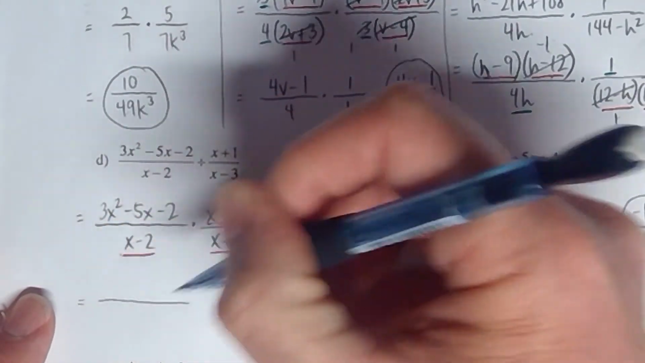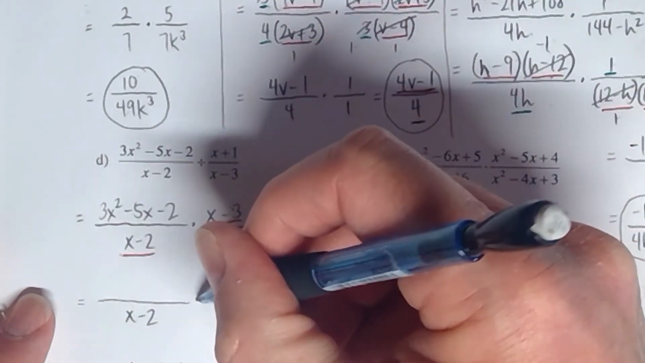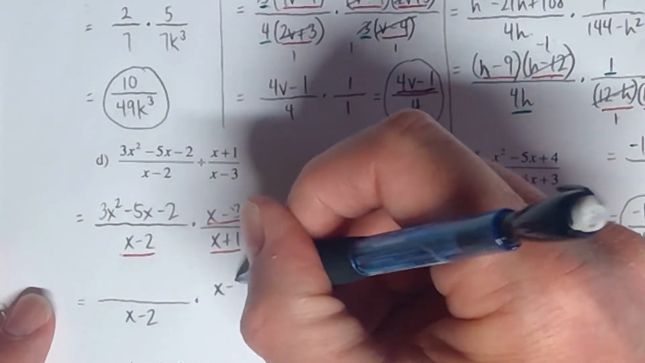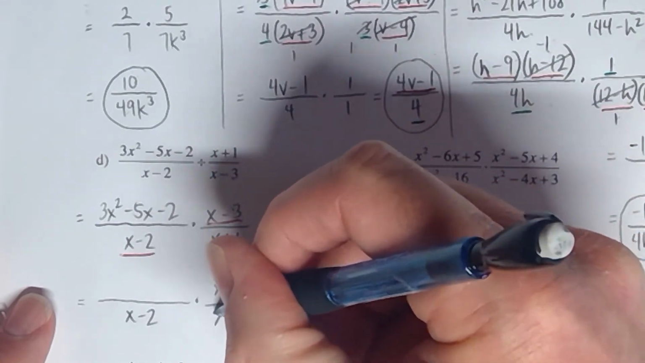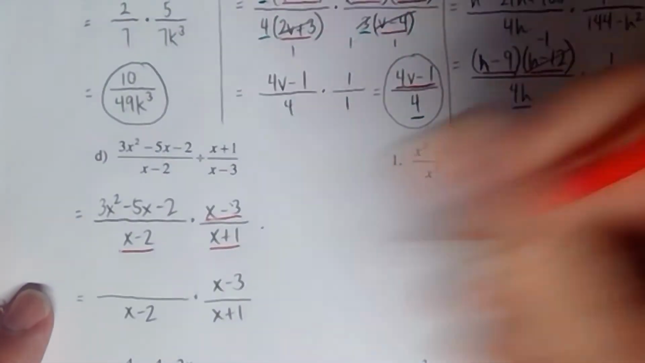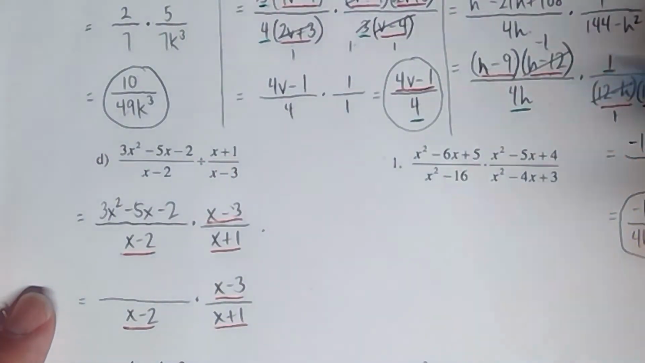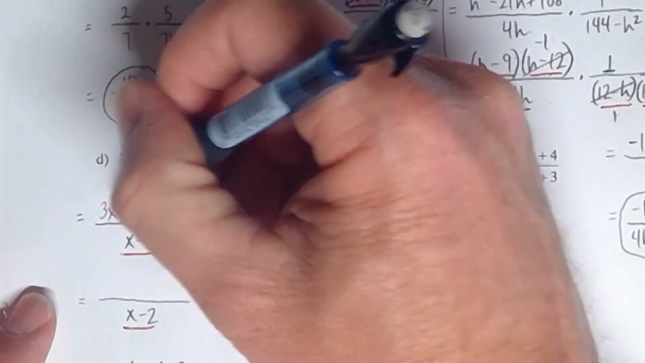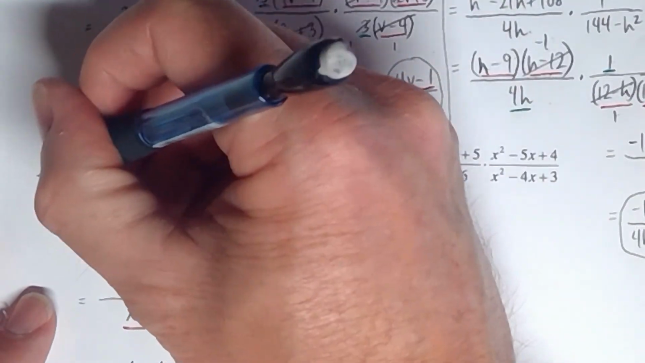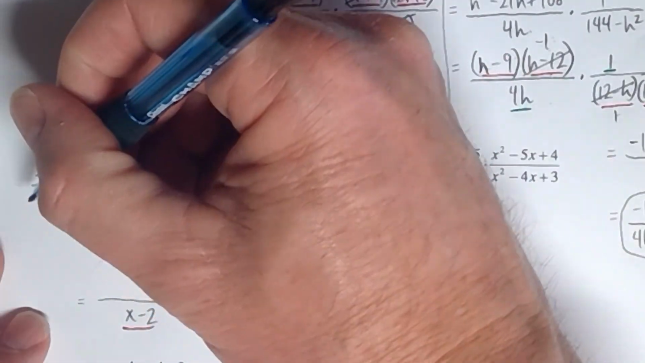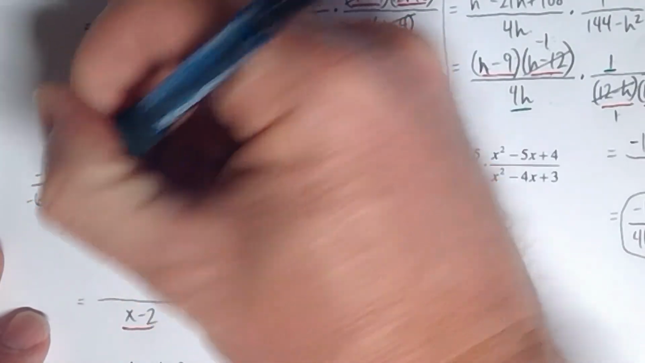Let me rewrite the rest of the problem here, since the rest of the factoring has already been attempted here. There we go. Put that back in there again. And then we do the Berry method on this. 3 times negative 2 is negative 6. We need 2 numbers that add up to negative 5, and that would be negative 6 and positive 1.